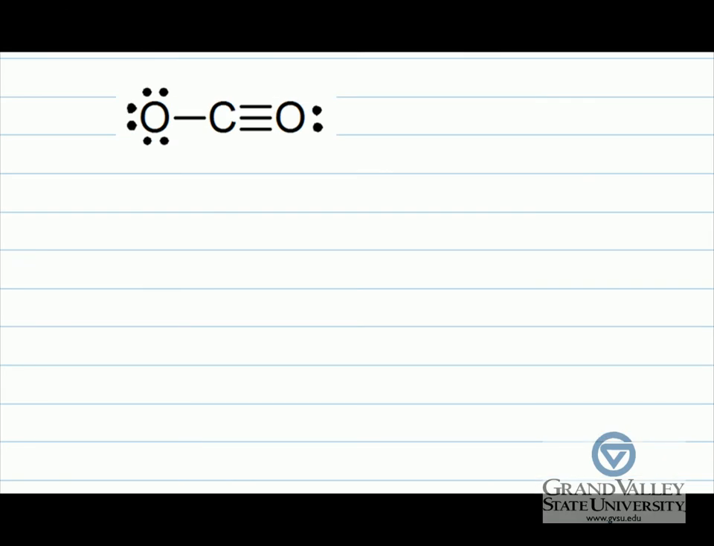Let's take a look at the other Lewis structure for carbon dioxide. Let's start with the oxygen on the left-hand side. We will call it oxygen A. Oxygen has 6 valence electrons, and in this diagram, it also has 3 sets of lone pair electrons, making a total of 6 lone pair electrons and 1 bond.